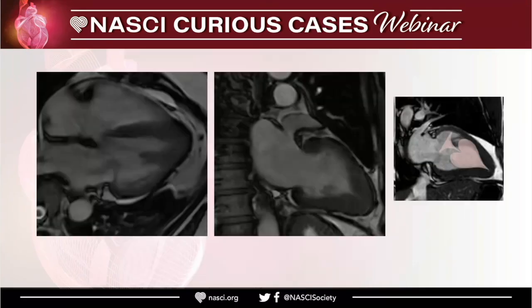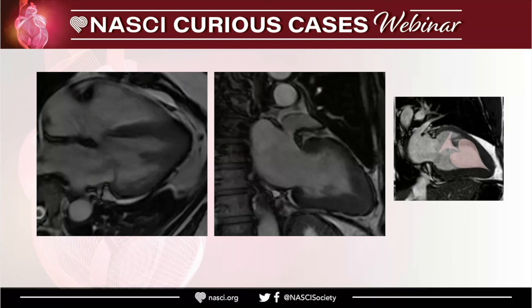So this was another case. This was a case of a 63-year-old gentleman who presented with dyspnea, shortness of breath, and had an echo. The echo showed left ventricular thickening that was centered along the apex. So with this information, the patient was sent to us for cardiac MR for further workup.